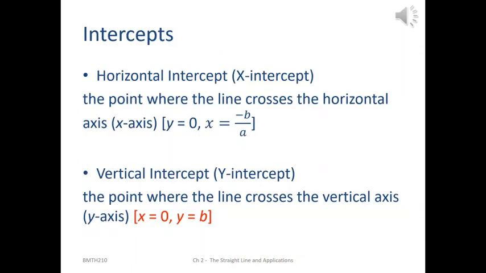Any straight line has two intercepts, the horizontal and the vertical intercept. The horizontal intercept is where the line crosses the x-axis, and the vertical intercept is where the line crosses the y-axis.